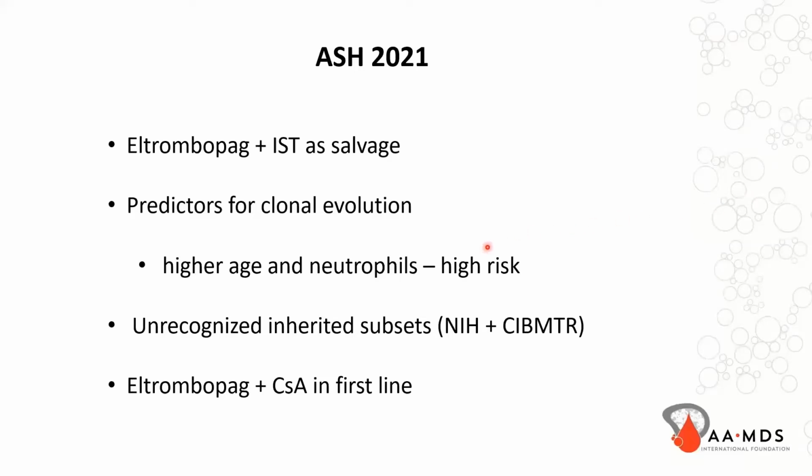The other important aspect that I wanted to bring out to you was clonal evolution. Clonal evolution happens in about 10% to 15% of patients who start with aplastic anemia, and over the years, over time, they can acquire cytogenetic abnormalities. And those can be of high risk and of low risk.